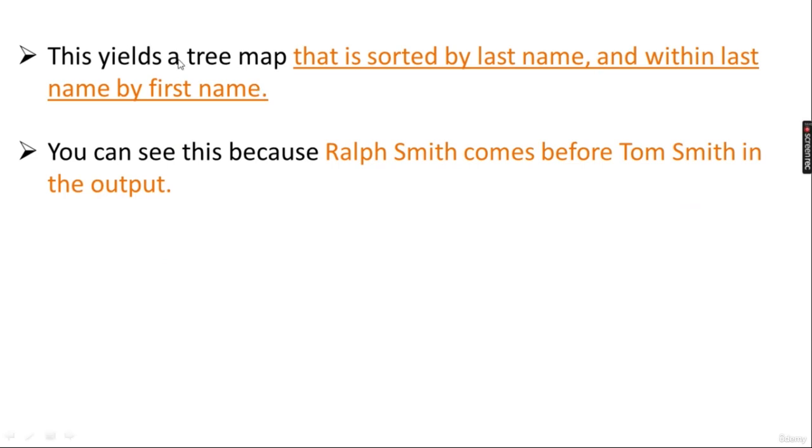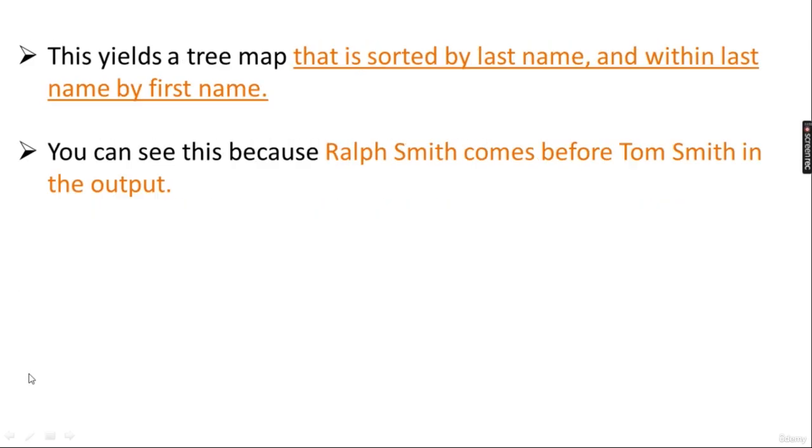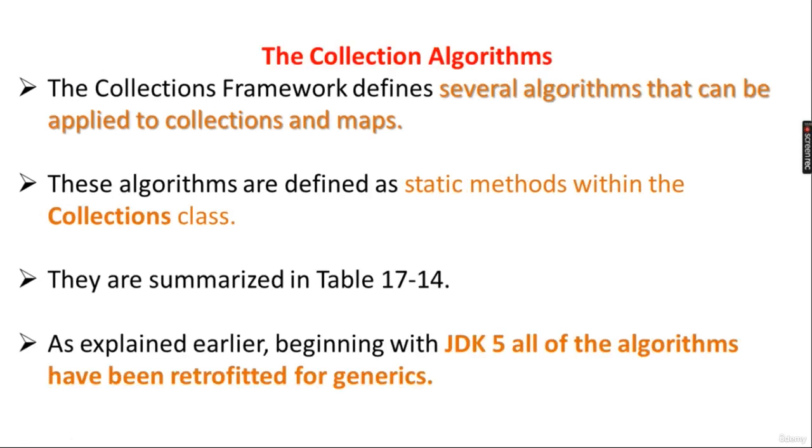Okay. This yields, like we have seen in this example, both are Smith. So R comes first, T comes another. So these will be sorted. This yields a TreeMap that is sorted by last name and within a last name by first name. Okay. Ralph Smith comes before Tom Smith in the output of natural ordering.